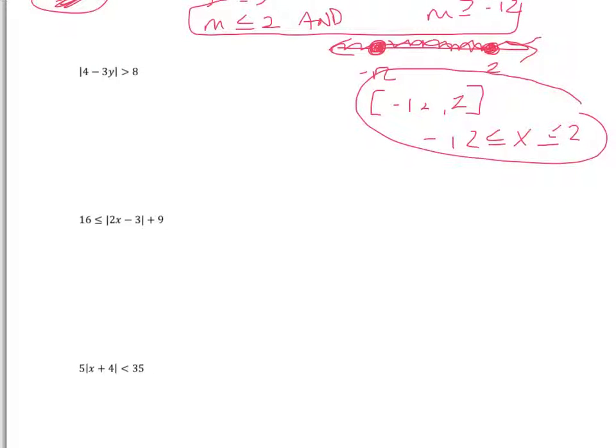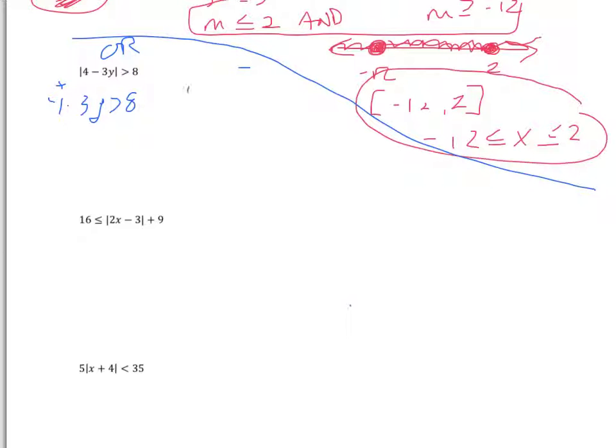Okay? So, let's take a look at this next one. Here, the absolute value is already isolated, but now we have the absolute value is greater than some number, right? So this is going to classically be an "or" problem. So I write "or" up there to remind myself that's what I'm doing. Solve my positive case: 4 minus 3y is greater than 8. In the negative case, we have 4 minus 3y is less than negative 8. So we've flipped the sign and made the number negative.